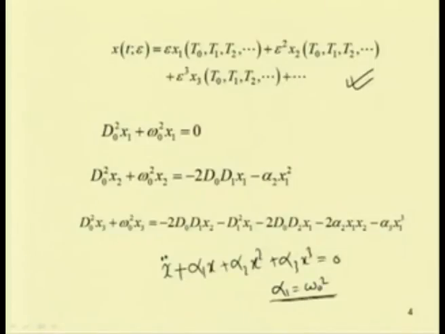The equation we have studied in this case is x double dot plus alpha 1 x plus alpha 2 x square plus alpha 3 x cube. We have taken 3 terms and equated them to 0, where alpha 1 equal to omega 0 square. By substituting into this equation, we got 3 equations by taking the different orders of epsilon.